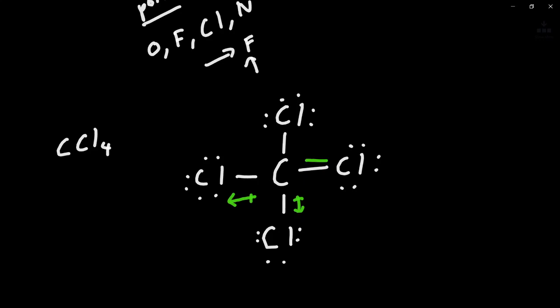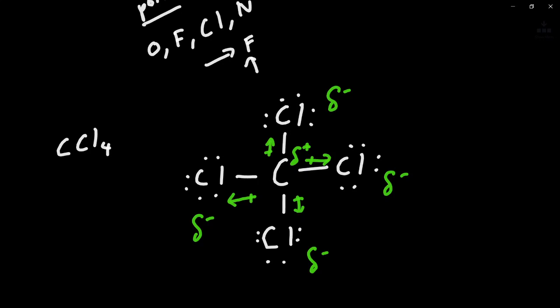Okay, and you may see this from time to time. So a lowercase delta and a minus sign. So each of these would be partially negative is what this denotes. Okay, so a lowercase delta means that it's partial. So we're talking about partial charges. And in the center, since we have all these electrons being pulled away, we can draw a partial positive here. Okay.